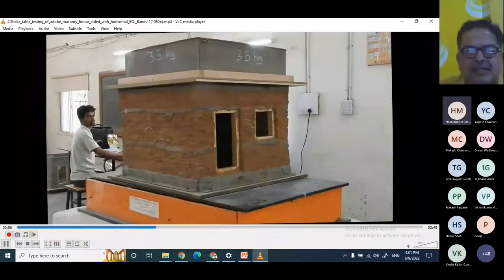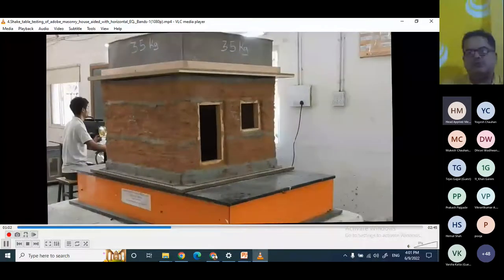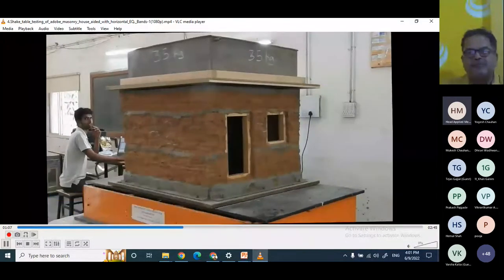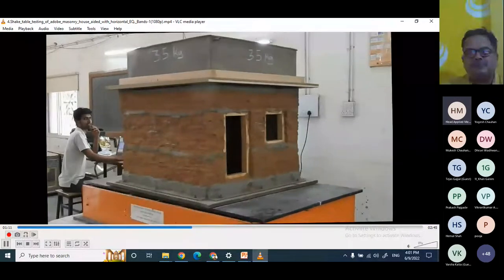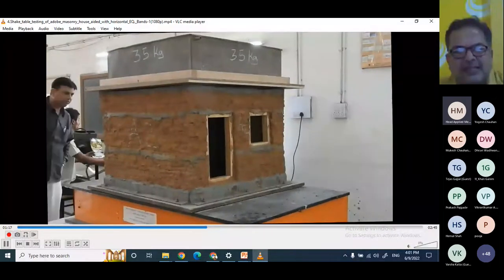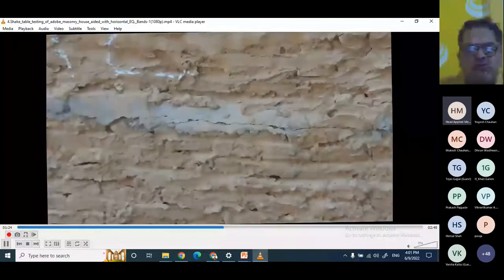This is the work of Nikhil Poria, who did a master's at LD College of Engineering under the guidance of Professor C.D. Patel. Again, we keep on increasing the frequency because we know the model has a higher frequency, so we try to reach that level. We want to put the structure in a resonance condition.